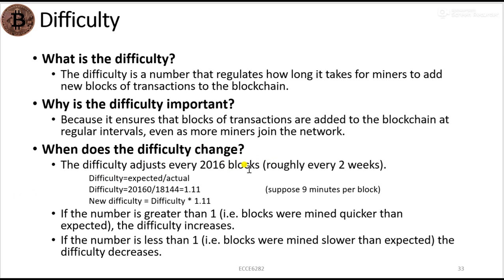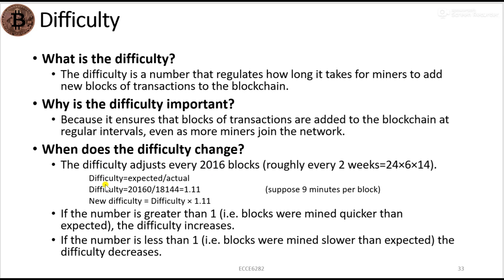How do we get these 2016 blocks? The adjustment happens after every 2 weeks. We know that after every 10 minutes we want to generate one block. So in 1 hour we generate 6 blocks, and in 24 hours we generate 24 multiplied by 6 blocks. In 2 weeks, that is 14 days, we multiply by 14 and we get 2016 blocks. So difficulty changes after every 2 weeks, or after every 2016 blocks have been generated.